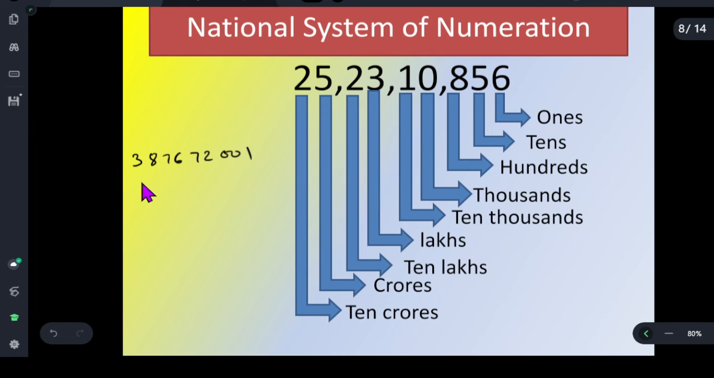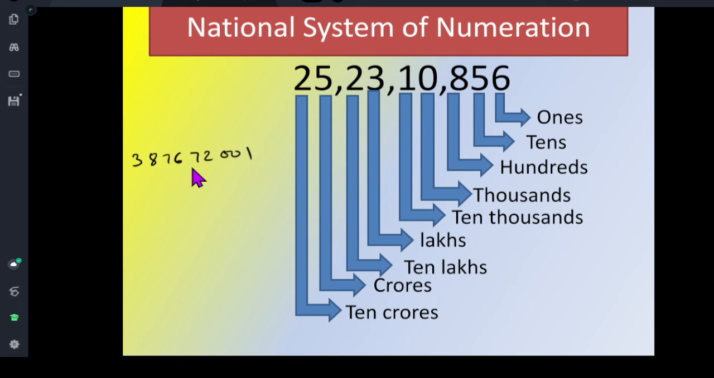You can't read it simply. You have to give commas first. Can you read it? You have to count ones, tens, hundreds this way to identify how great the number is, or what the value of this number is. So you have to give commas.